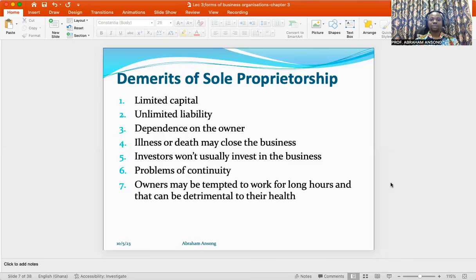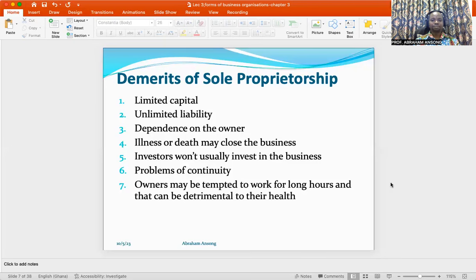This is what I was talking about when I spoke about limited capital. For investors and for financial institutions, this is a big deterrent. It's dangerous for them to loan money to an institution which can die. If the business can die, what it means is that the money that you have invested will go bad. And so they are very careful when giving out financial assistance to sole proprietorship types of businesses. The investors won't usually invest in the business. I think we've explained that.